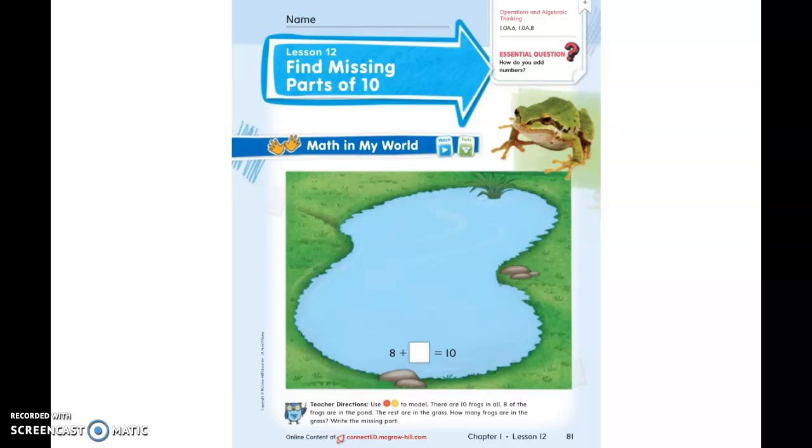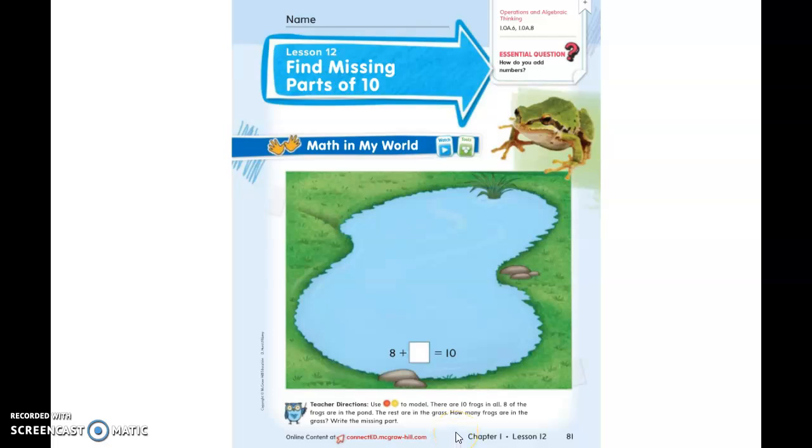And today in math, we're going to be looking at lesson 12, which is find the missing parts of 10. So, boys and girls, we're going to be using counters again today. So make sure you get 10 total counters because that's how many we will need today. For this first question, we're going to look down here and pick apart this question.